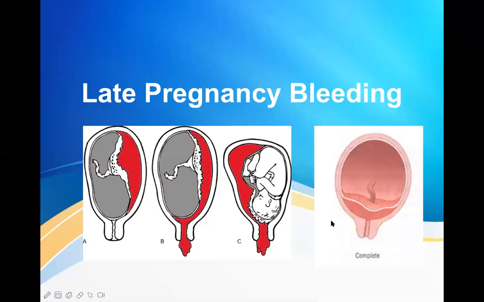Late pregnancy bleeding. This is a new topic for us and a very, very important one. So let's talk about it. Now, all of you, please have a look at this slide. In this slide, you can see two very important causes of late pregnancy bleeding.